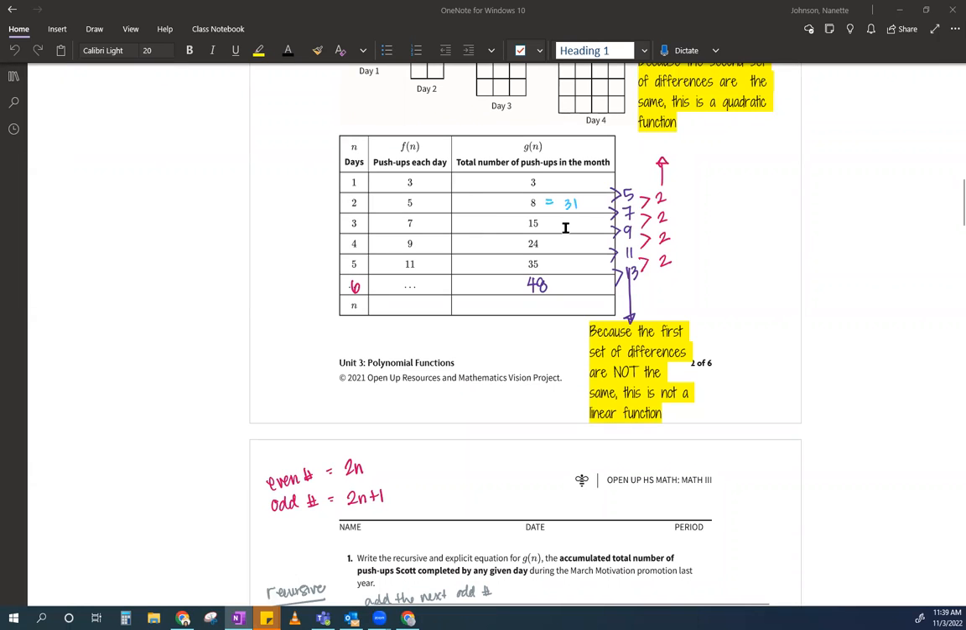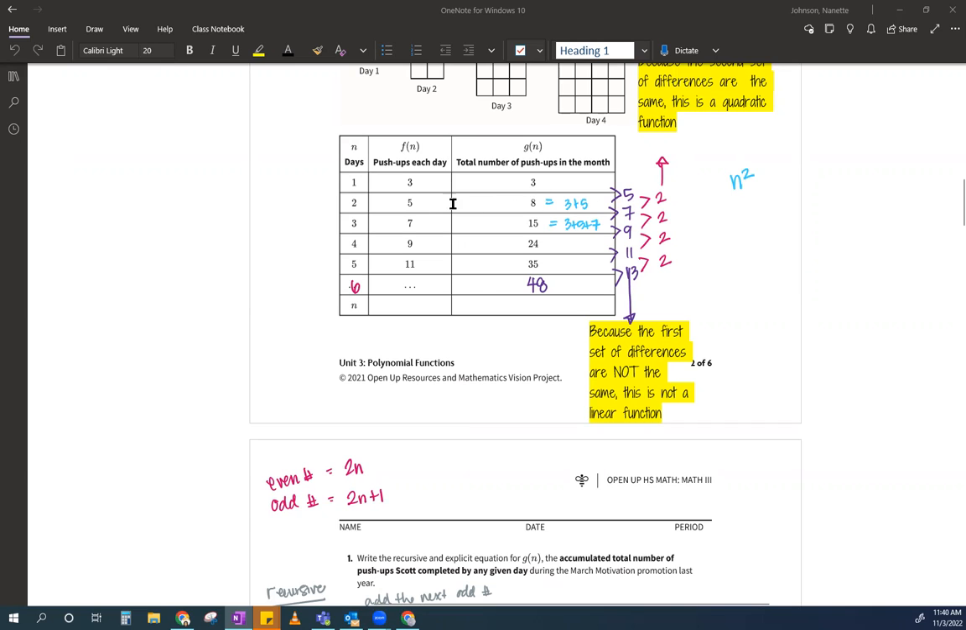Which again, kind of doesn't help me. So then I'm like, okay, well, I need to know that this is a quadratic. Because it's a quadratic, I know that it's going to look like n squared. It's going to have a squared in it. So then I'm going to play around with my numbers until I get what I want.